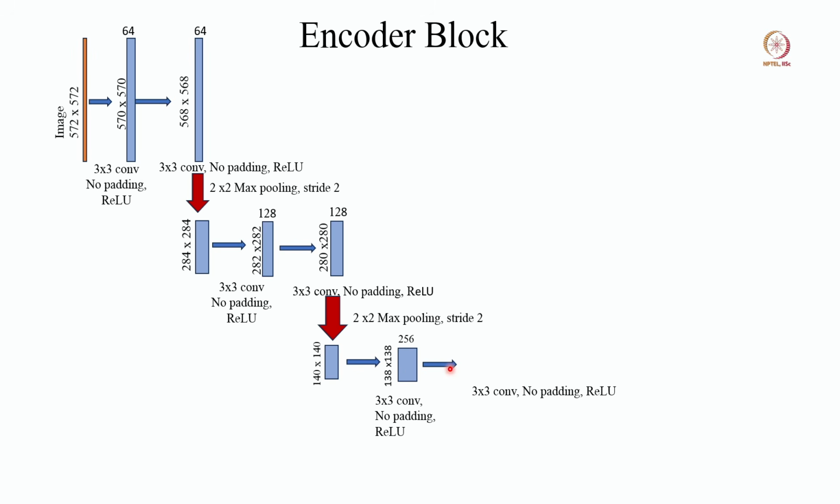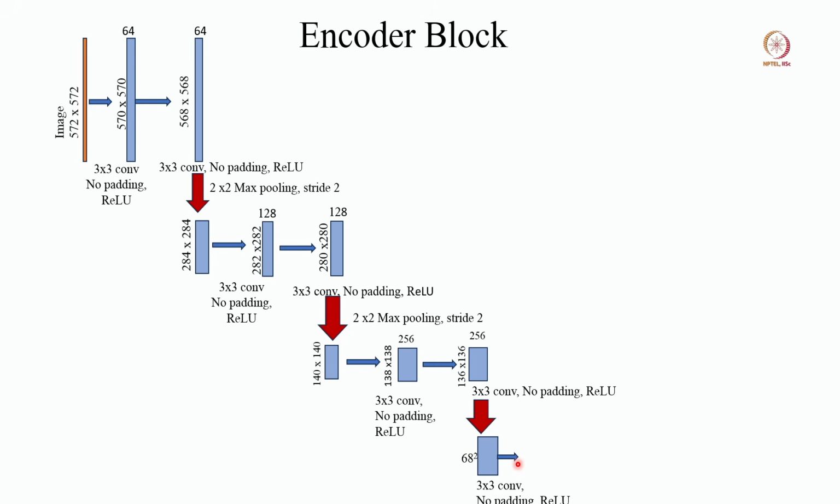And then once again there is a 3 cross 3 convolution, no padding, ReLU, with 256 filters in this layer also, and the output feature map has 136 cross 136 size. Once again there is a max pooling layer, which brings down the spatial dimensions to half. It is 68 cross 68, that is the dimension here.